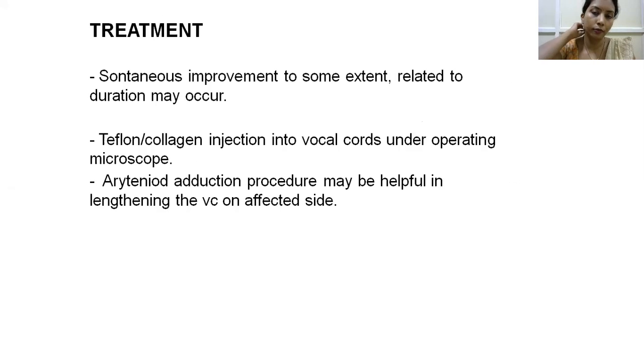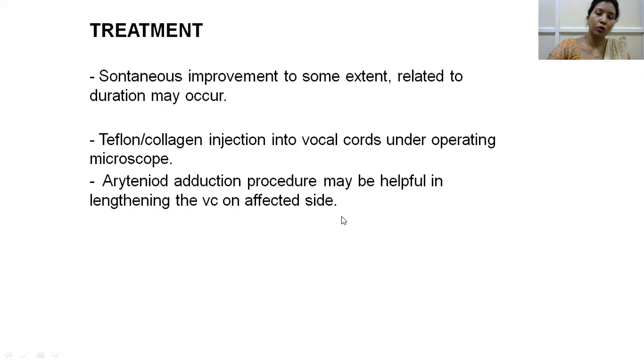So the treatment here for a unilateral SLN palsy is to wait and watch in most cases as spontaneous improvement occurs. When that is not there, then we use an injection laryngoplasty. Yes, we do a Teflon or collagen injection into vocal cords under operating microscope so as to increase this lost tension. And an arytenoid adduction procedure may be helpful in lengthening the vocal cord on the affected side.